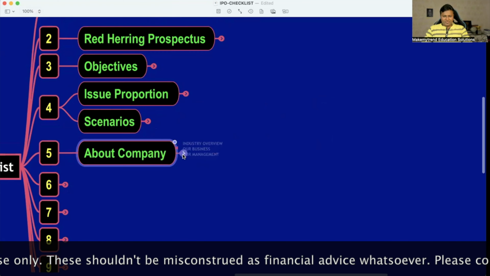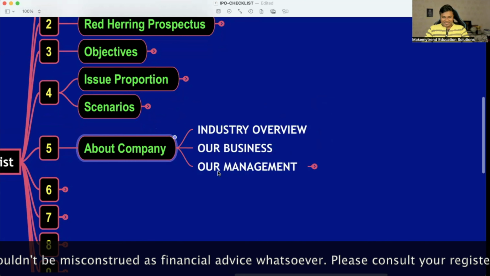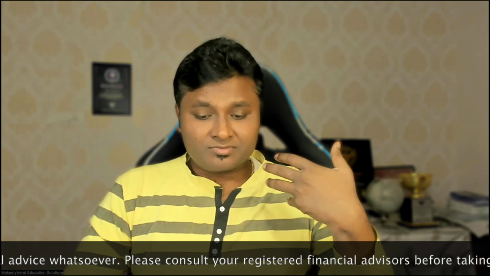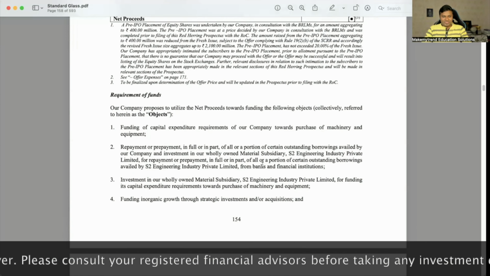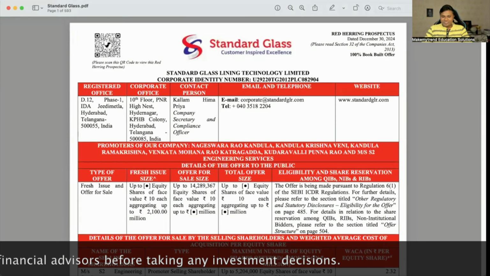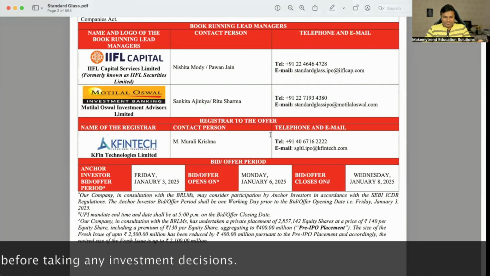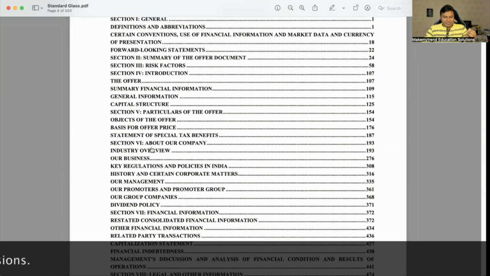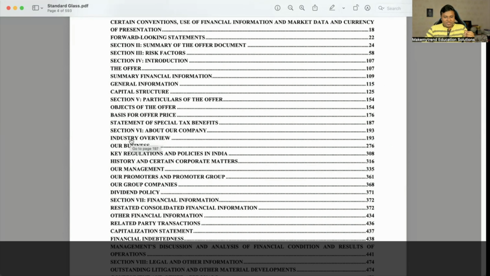Okay, now the next details is nothing but about the company. So when you go to the industry overview, our business, and of course our management section, that's the place where you'll come to know about the details of the company. So let's go to the first page, and we'll move directly to the overview of the company. When you go to the first page, the table of content, here is the place you will be finding one of the table of content called industry overview.